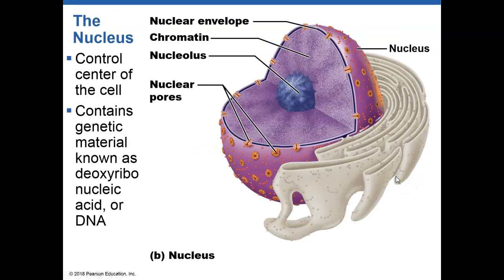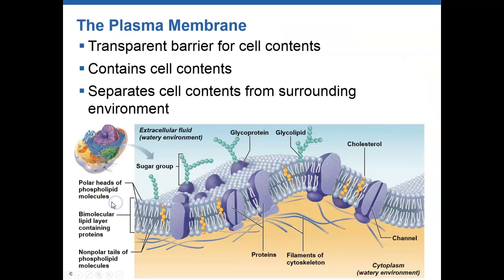So we're going to look at all the parts of the cell, as well as talk about the functions of those different cell structures, okay? So the nucleus itself is the control center of the cell. It contains DNA, which is our genetic information, which holds the information to carry out all protein synthesis.